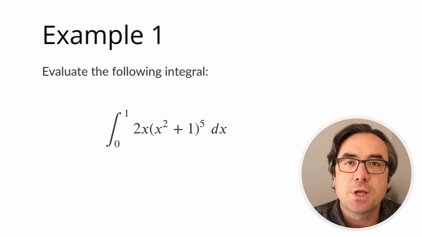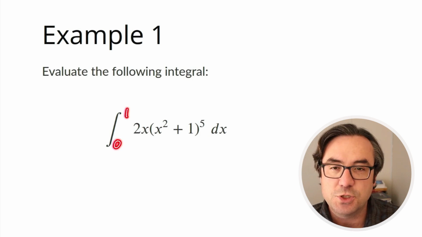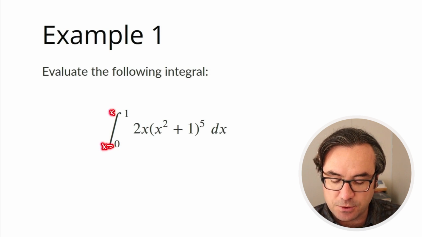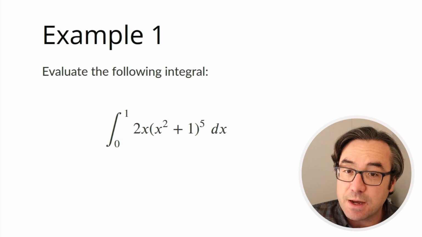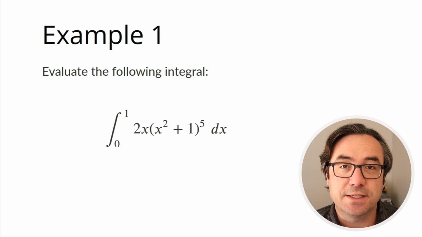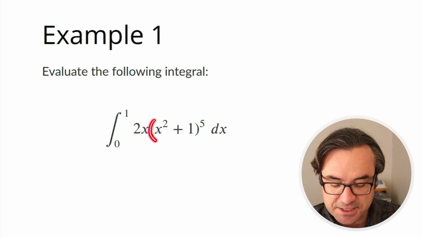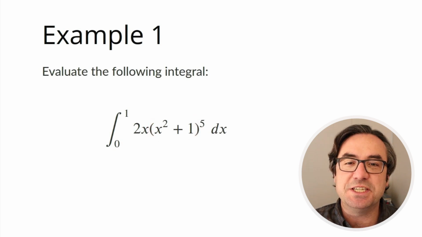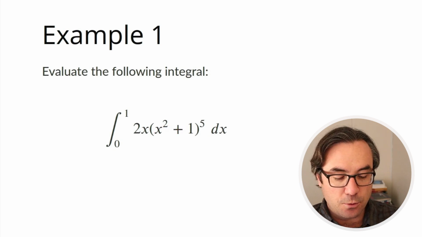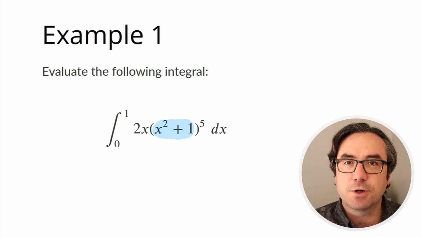Let's try an example. So we have this definite integral. We're going from 0 to 1, and those are x values, so from x equals 0 to x equals 1. The function that we're integrating is 2x times x squared plus 1 raised to the power 5. Now, we see this nice big set of parentheses here and a whole bunch of stuff inside of that, so the inner function here should be our choice for u.